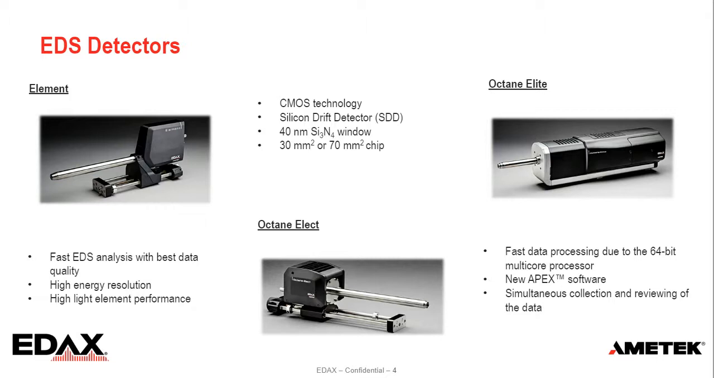This is implemented by the CMOS technology, the silicon drift detector, the ultra-thin ceramic window, and the extensive chip as a best quality data processing. The fast data processing is possible with the 64-bit multi-core processor, which allows the simultaneous data collection and review of them. Now we can go over to the topic of today's webinar, our software.